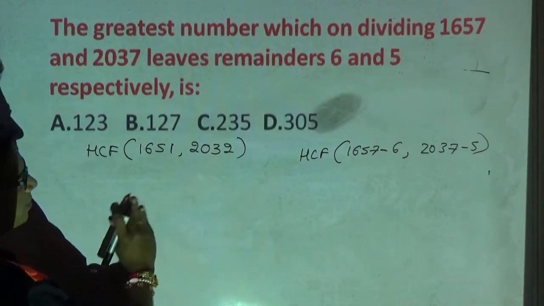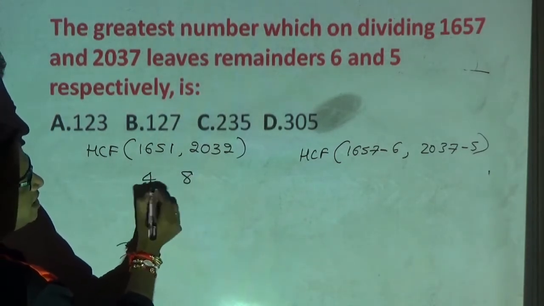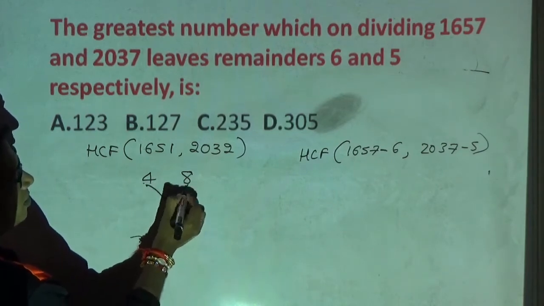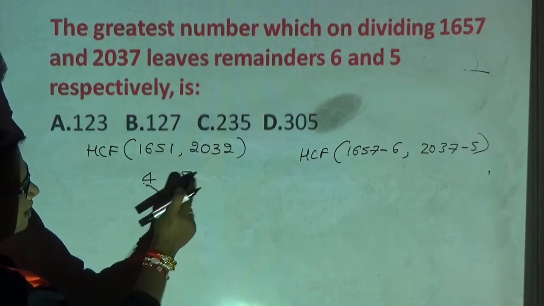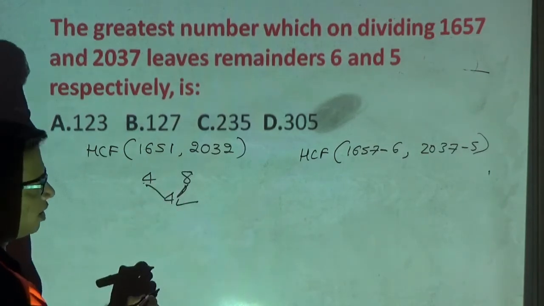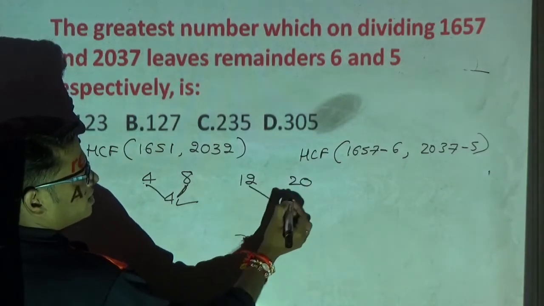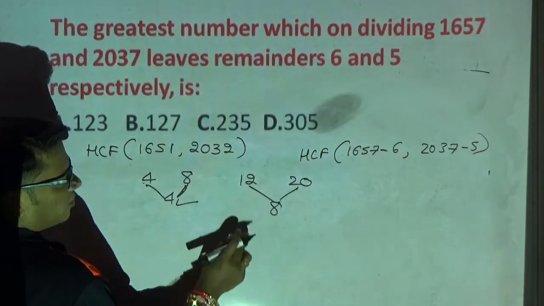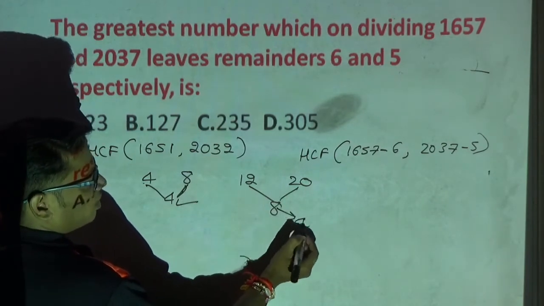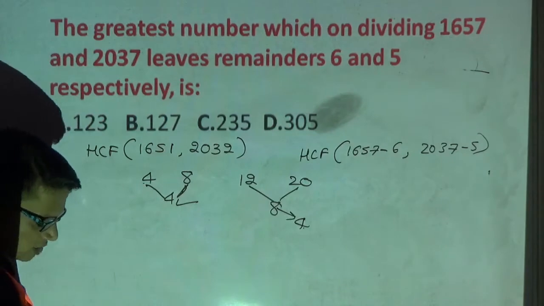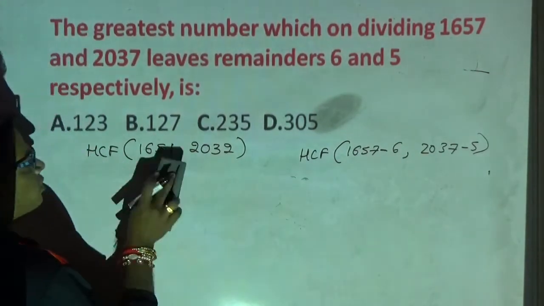See, in the shortcut trick, if I want to find out the HCF of 4 and 8, what I told, what is the difference of these two? 4. Now, can I divide 8 by 4? Yes, 8 is divisible by 4. What is your HCF? I told 4. Now, for example, if it is 12 and 20, what is the difference? The difference is 8. Now, can I divide 12 by 8? No. So what are the factors then? 4. Can I divide? Yes. What is the HCF? 4. So I will apply this difference technique to solve this problem, because there are only two numbers here.